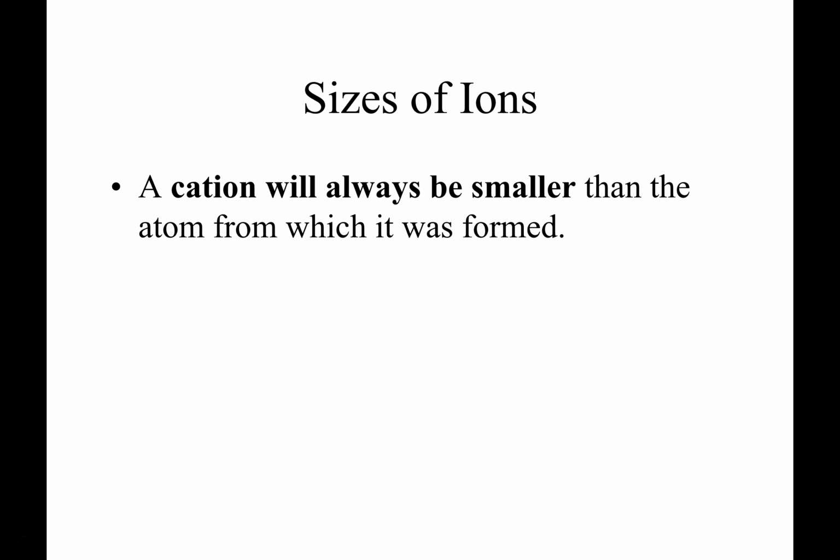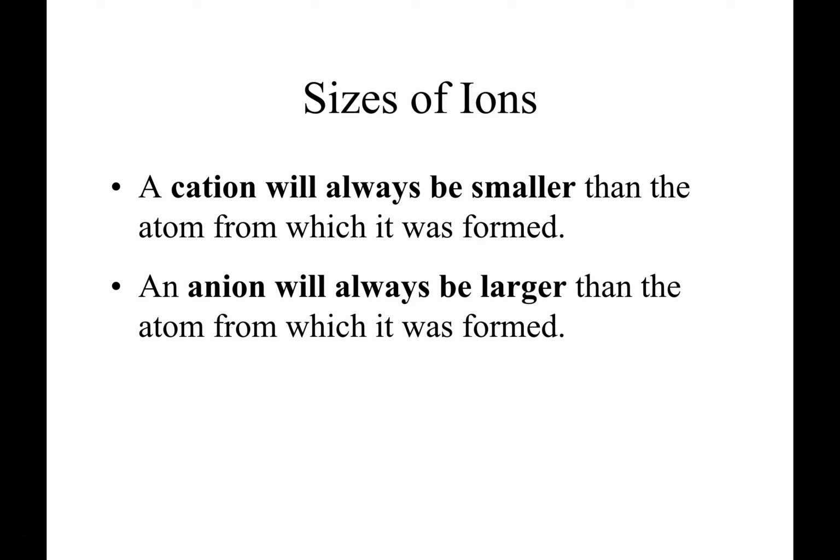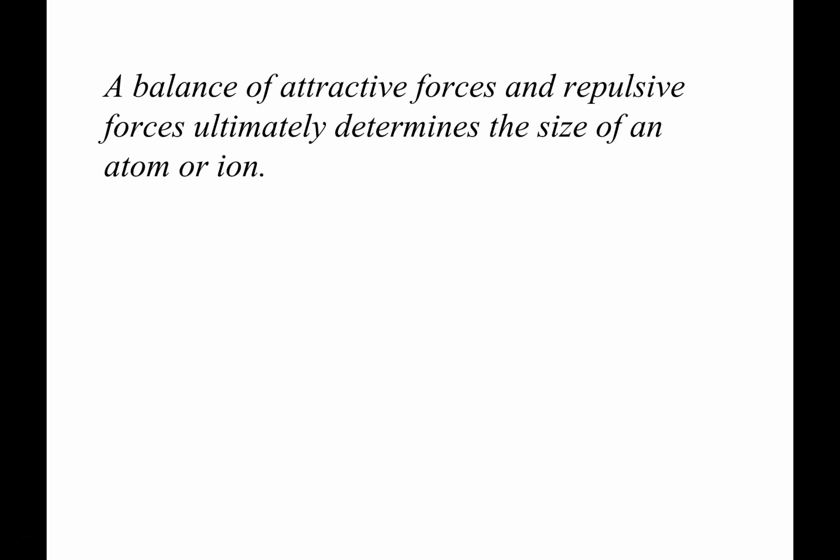This one's pretty good. So you figure cations are losing electrons, and electrons are what give the atom volume. So it's losing so much volume that cations will always be smaller than the parent neutral atom they came from. Anions are picking up electrons, so an anion will always be larger than the neutral atom it came from. That's cool.